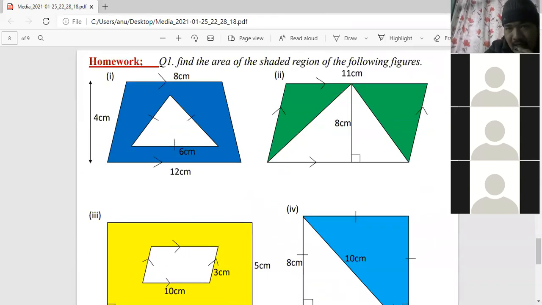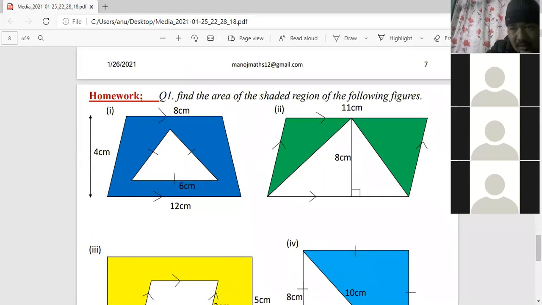Here I am explaining this homework. Listen, this 3 centimeter is not this side, okay? This 3 centimeter is the height of this parallelogram inside one. Now I am explaining this question 4. Listen to me very carefully. How to find the area of this shaded region? Look there.